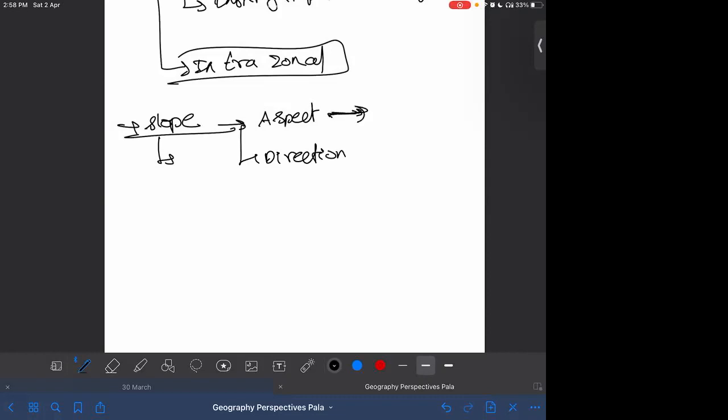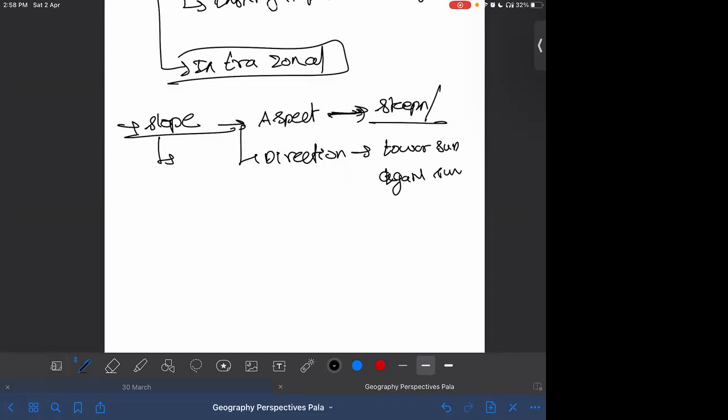Now aspect is talking about the steepness or non-steepness, that is, how steep it is or how steep it is not. So that is what the aspect is. Direction will be about towards the sun or against the sun's direction. Now, if it is highly steep, less time will the soil get to remain at one place. Soil will always be moving and soil development would be very less.